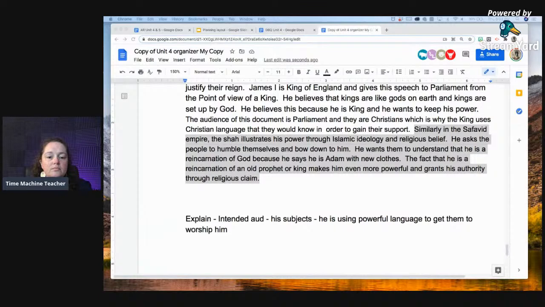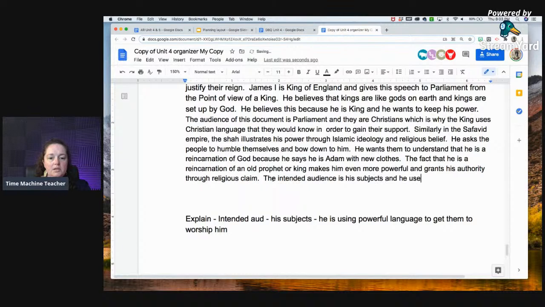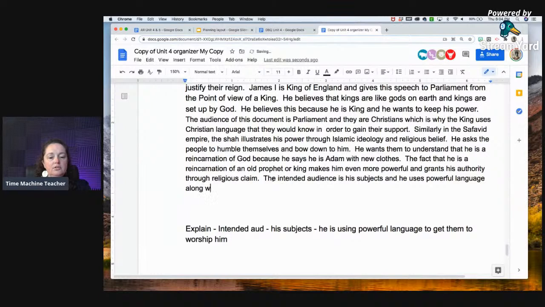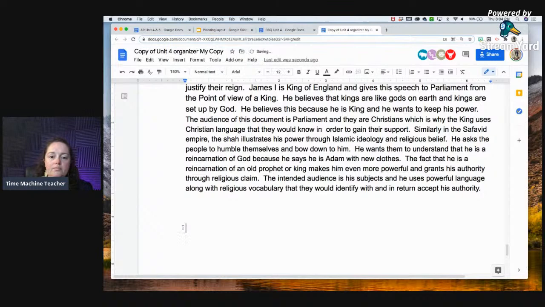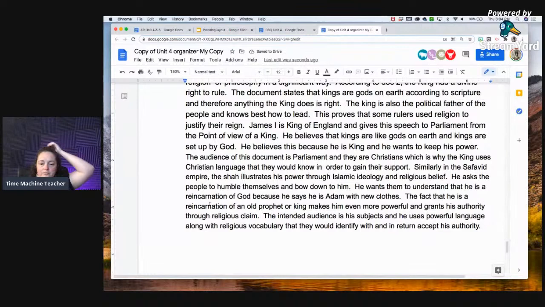Okay, and then the intended audience is his subjects, and he uses powerful language along with religious vocabulary that they would identify with, and in return, accept his authority. So it's starting to make a little bit more sense. You're seeing the structure and the layout kind of formulate before your eyes. I hope that's the case.